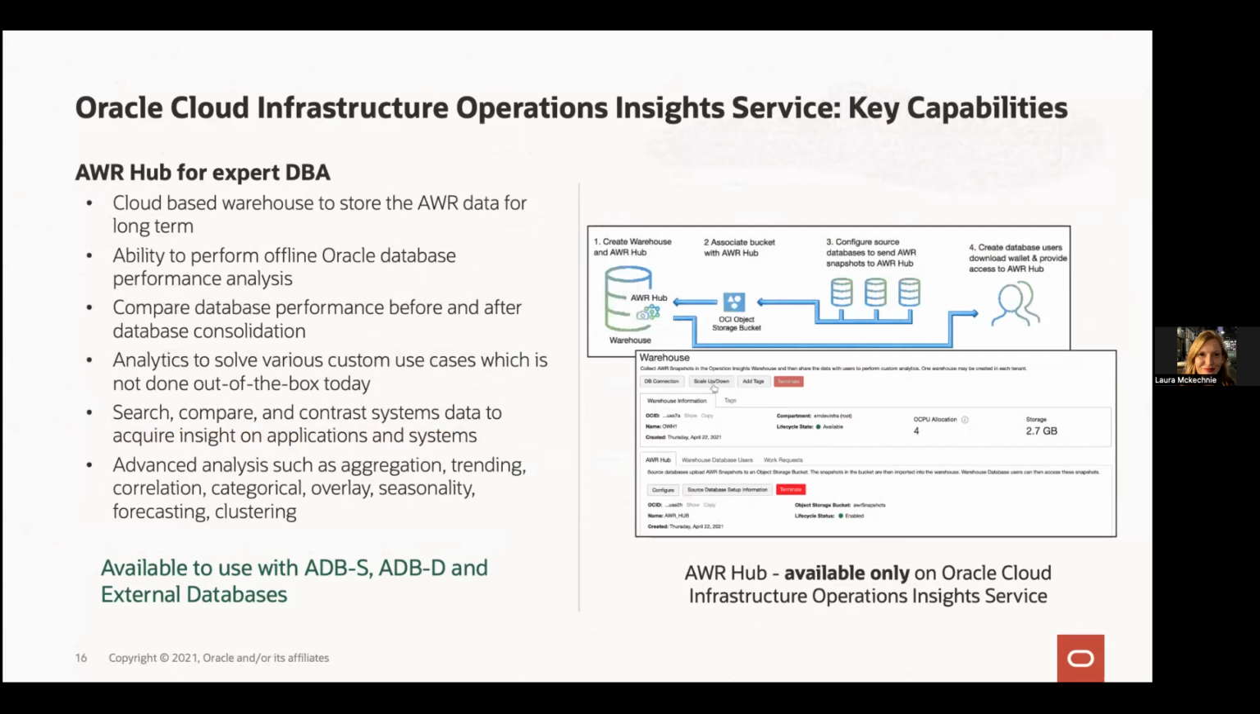So for the sake of time, I'm going to skip this slide. Just quickly going to touch on it. Basically it's the AWR Hub within Operations Insights. Some of the key things I want to highlight over here is, it supports autonomous database shared, dedicated, and recently we have also added support for external databases. So from an architecture point of view, it's ingesting data from your databases into the warehouse, and then users can log in and build analytic use cases on top of that. And all this is done through a cloud bridge using object storage in cloud.